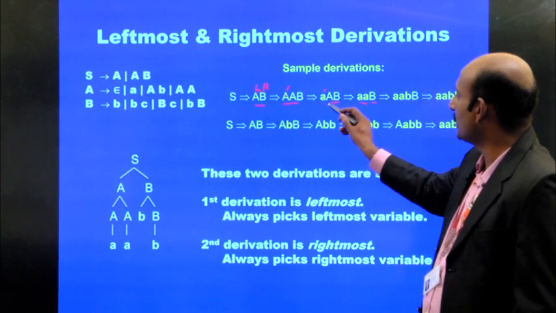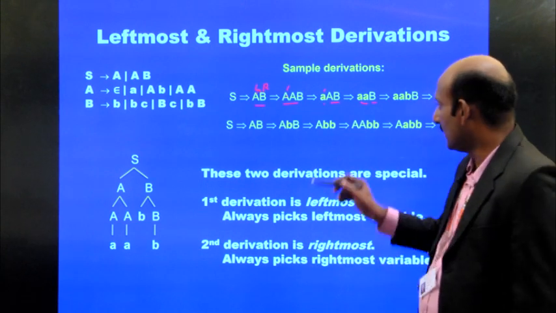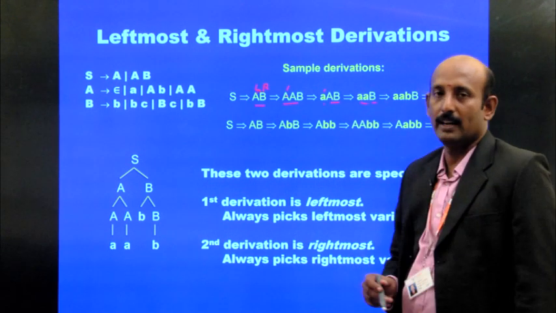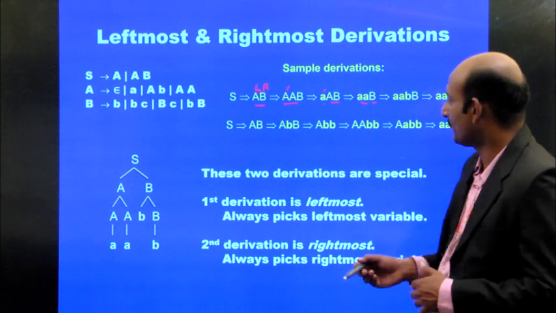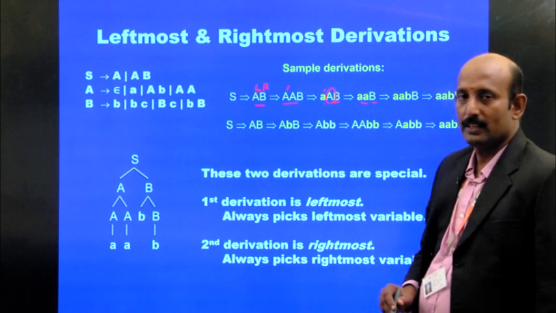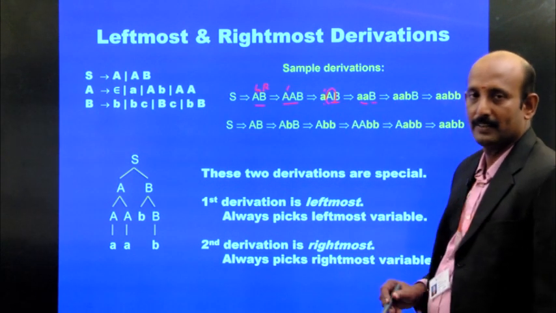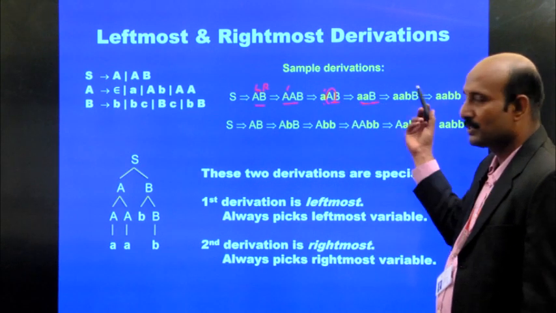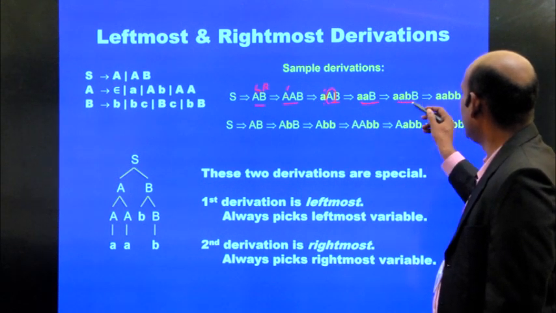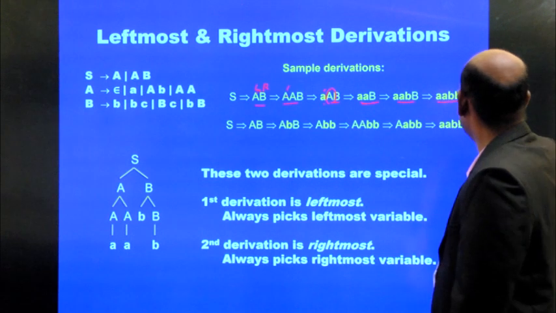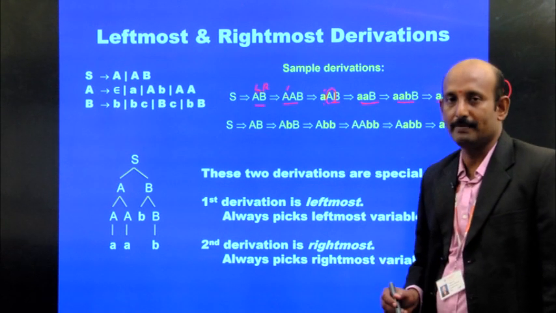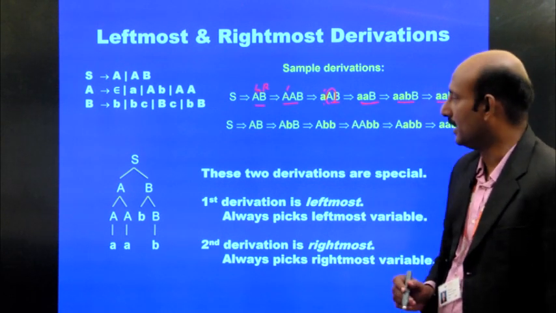Here, what does the leftmost non-terminal mean? Small a is a terminal, whereas capital A is a non-terminal. So only the leftmost non-terminal can be replaced. Here, capital A, B, the leftmost non-terminal is that A. We replace it with small a. Now there is only one non-terminal, that is the leftmost. So we replace that A, B, B likewise. So this is the leftmost derivation. We can write it in the abbreviated form LMD. LMD stands for leftmost derivation.